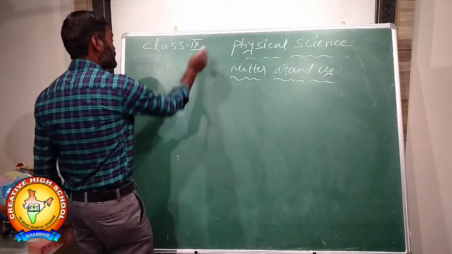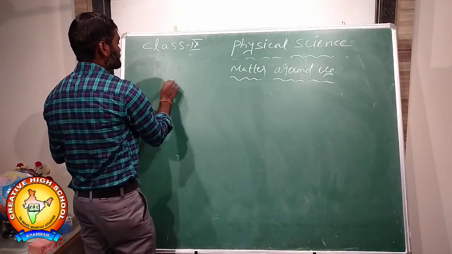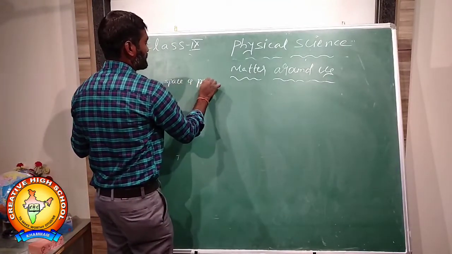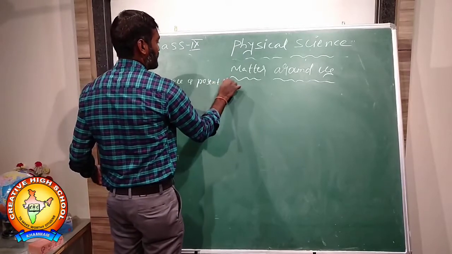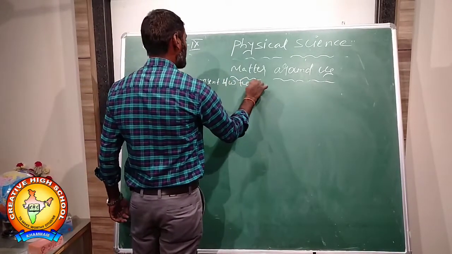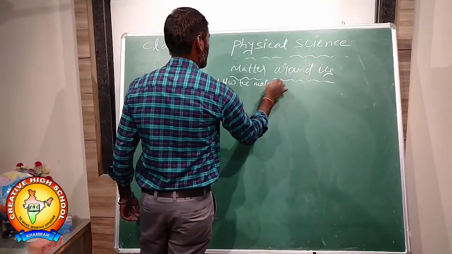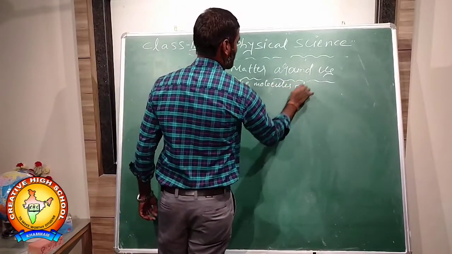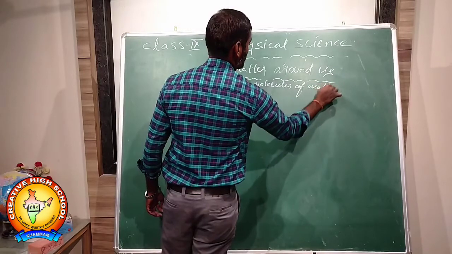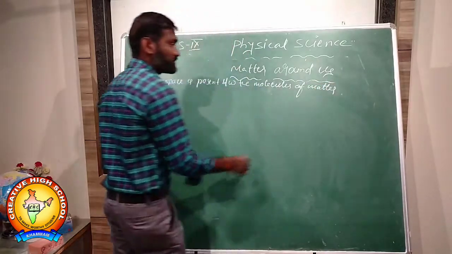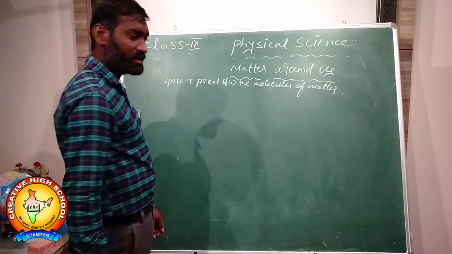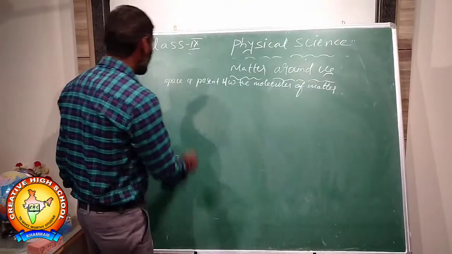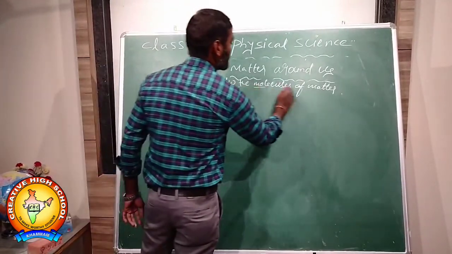So the space is present between the molecules of matter. Any matter we can take. How many types of matter are there? There are three types of matter: solids, liquids, and gases. Okay, so for that we can do an activity.